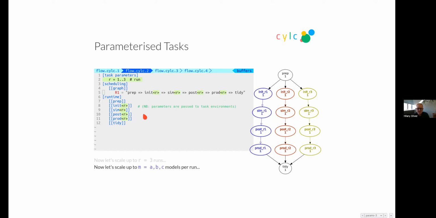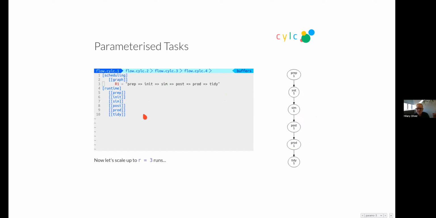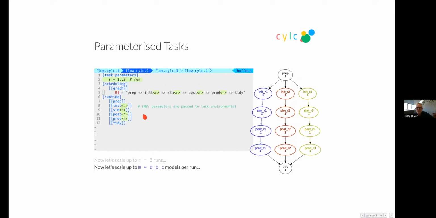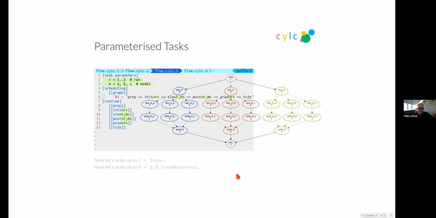So by simply adding 2 lines essentially to the workflow definition and adding parameters to the right tasks, you scale up like that, 3 runs. Now let's say I want to scale up even further, and each of these runs should run 3 different models with post-processing per run. Well, I can just add another parameter, ABC, and the model, sim, and post-processing tasks get that parameter as well.